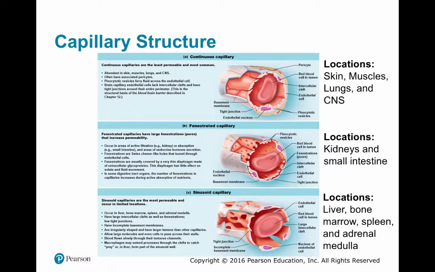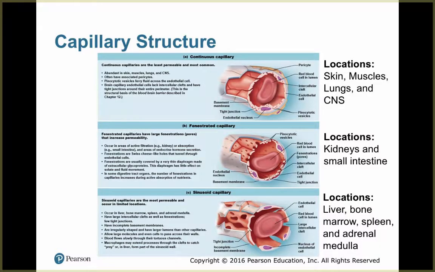So if we look at these 3 capillaries, you'll notice that we have continuous capillaries, right? These are the least permeable and the most common. And if you guys see here, they're abundant in locations like skin, muscle, lungs, and the central nervous system.